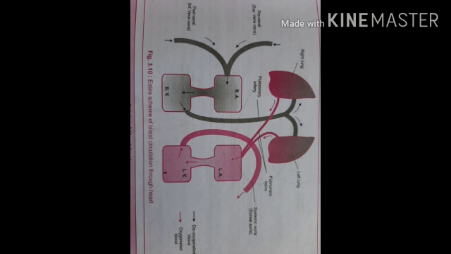Now the left ventricle is filled with oxygenated blood, which will go to various parts of the body through the systemic aorta. Aorta, yesterday also I told you, is the group of arteries.